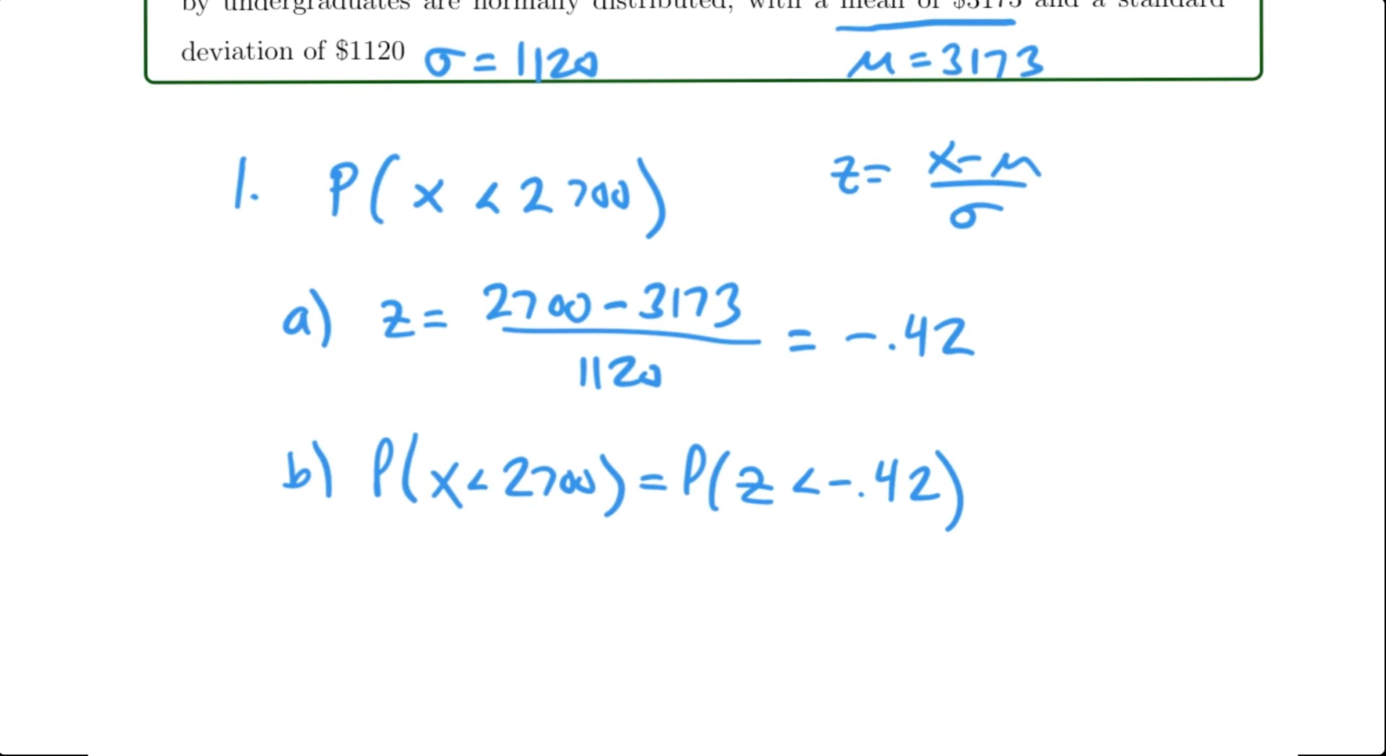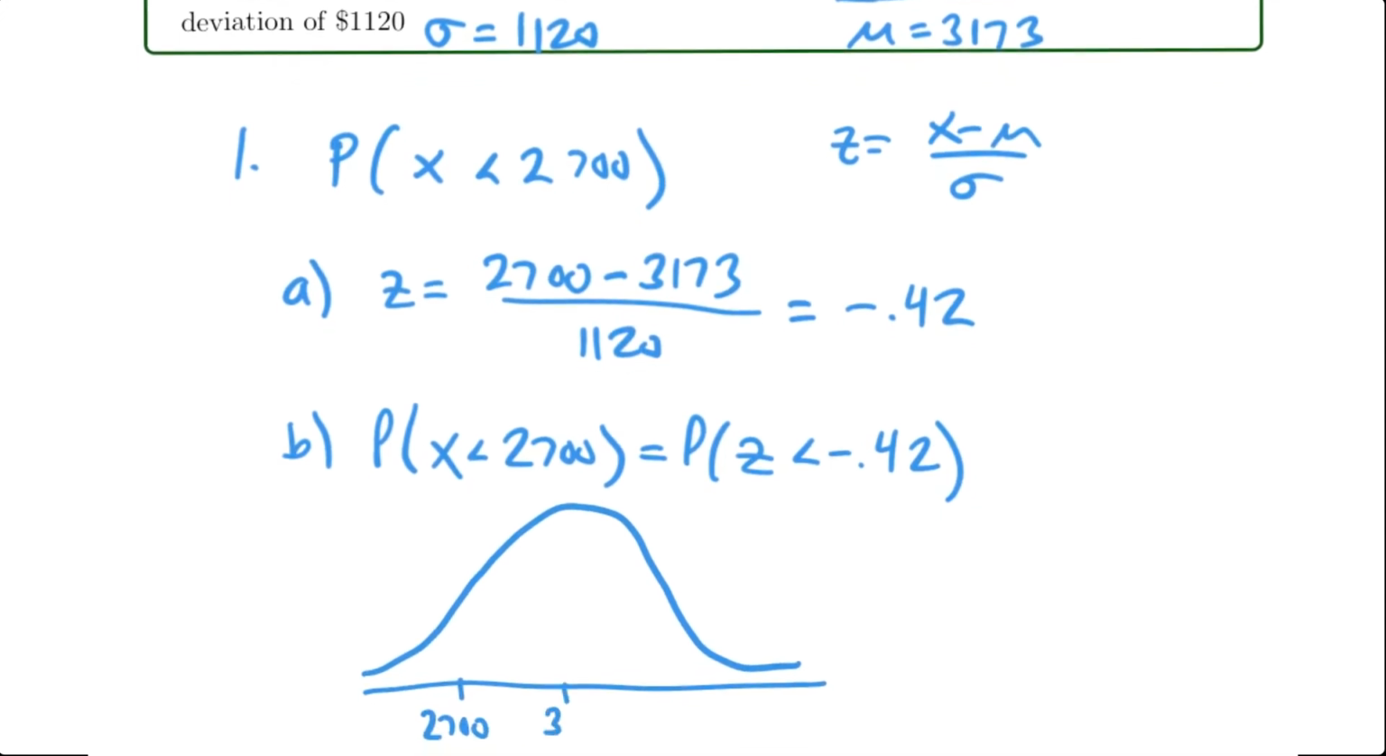Now I'm going to draw the normal curve here so we have a visual of what's happening. So 2,700 is over here, the mean of 3,173, and we wanted this area here. That's exactly what the normal table told us, 0.3372. So the probability that the card holder, I selected one person, has a balance of less than 2,700 is 0.3372, or you could say there's a 34% chance that that one person has a credit card balance of less than $2,700.